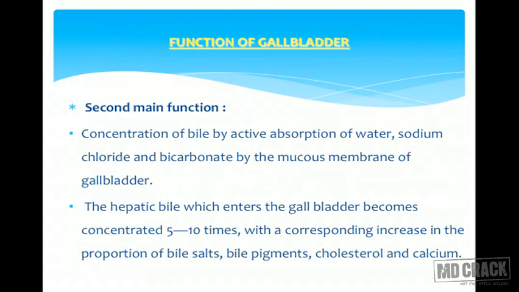The second main function of gallbladder is concentration of bile by active absorption of water, sodium chloride and bicarbonate by the mucous membrane of gallbladder. The hepatic bile which enters the gallbladder becomes concentrated 5 to 10 times with corresponding increase in the proportion of bile salts, bile pigments, cholesterol and calcium.